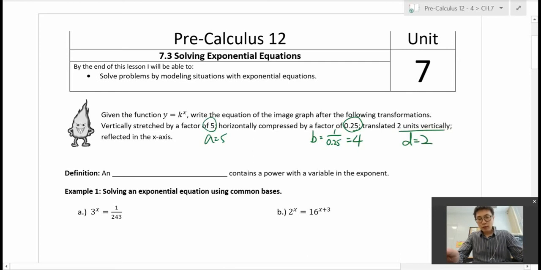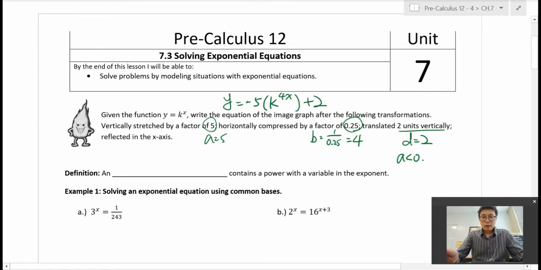And reflected in the x-axis, that means the x-axis is the horizontal one, so y changed, therefore a is less than 0. So your final answer would be y equals a, which is 5, but because a is negative, negative 5, times k to the power of b, which is 4. There's no value of c, so it's simply negative 5 times k to the power of 4x, and then move 2 units up, so plus 2 at the end.